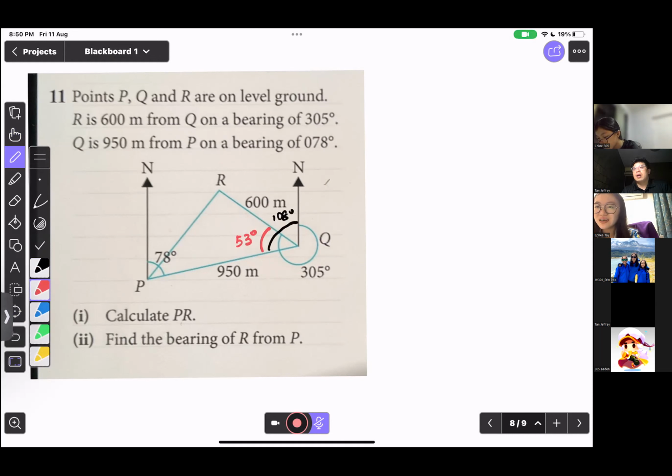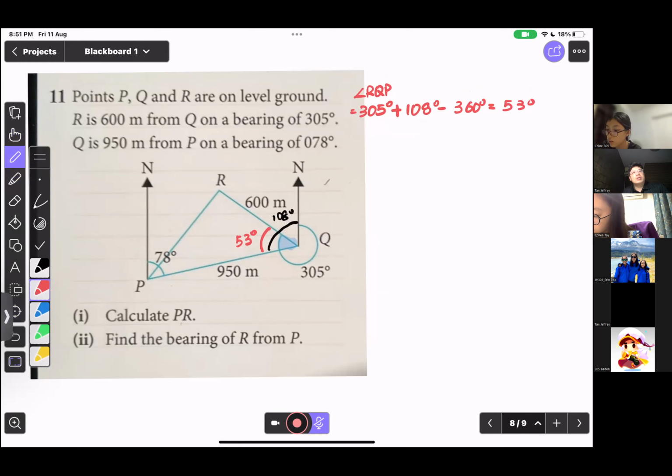If I take 305 plus 108, this angle will be double counted. So I take 305 plus 108 and subtract 360. The excess is going to be 53 degrees. This is angle RQP.